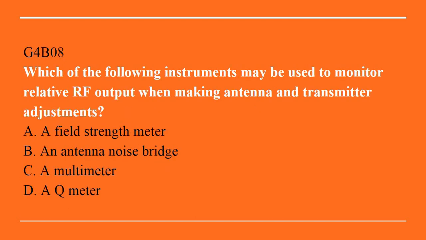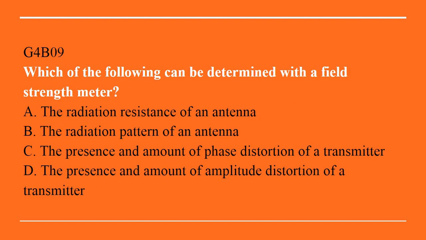G4B08, which of the following instruments may be used to monitor relative RF output when making antenna and transmitter adjustments? A, a field strength meter. B, an antenna noise bridge. C, a multimeter. Or D, a Q meter. Answer is A, a field strength meter.